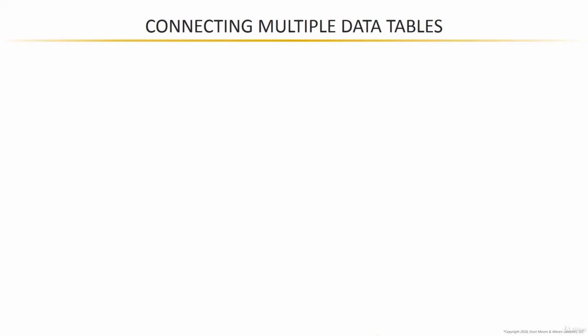All right, it's time to shake things up a little bit. To this point, we've been dealing with a pretty simple, straightforward model, just our one data table, that sales data table, and a bunch of individual lookups that we've created connections or relationships to.